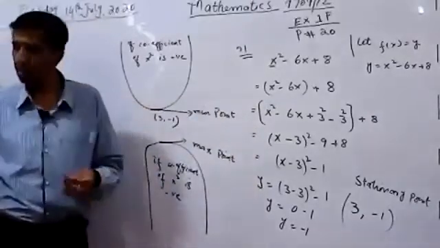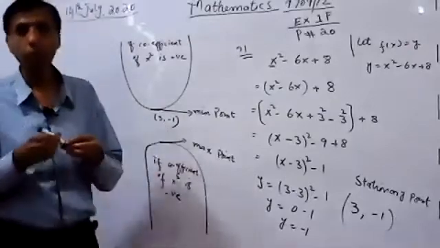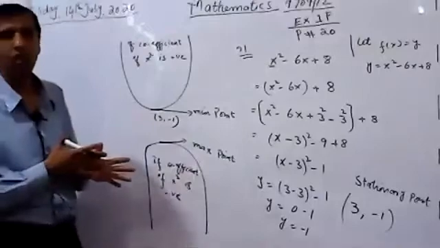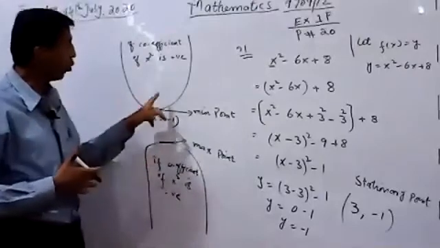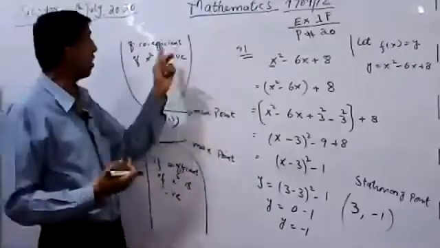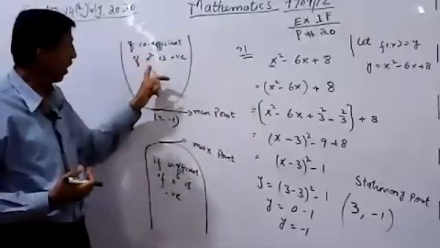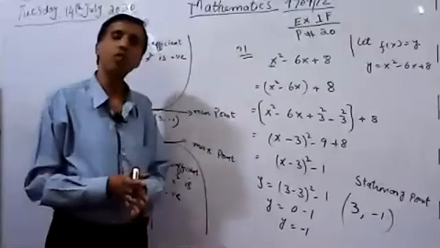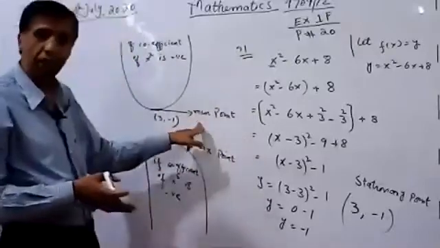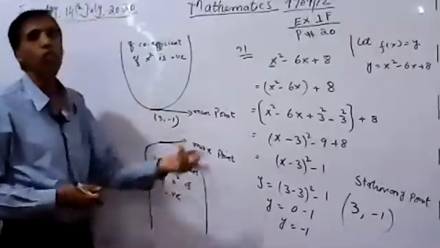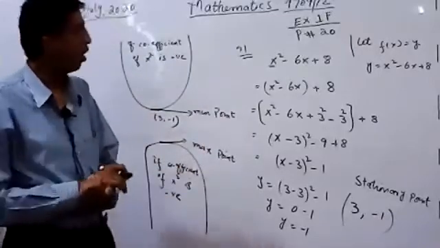There is a difference between maximum and minimum point, and how will you get to know it? By sketching the curve, if the curve takes the U shape, or you may assess it from the coefficient of x square. Whenever the coefficient of x square is positive, you will always get the minimum point, and when the coefficient of x square is negative, you will always get the maximum point.